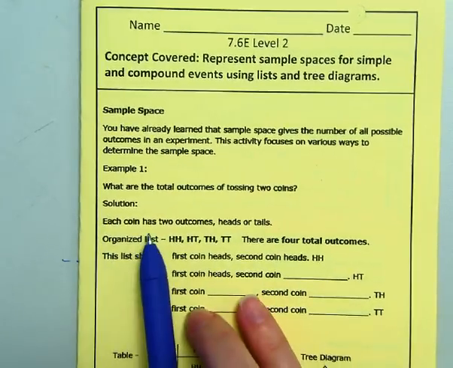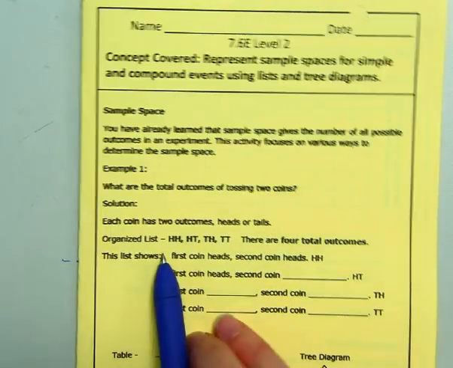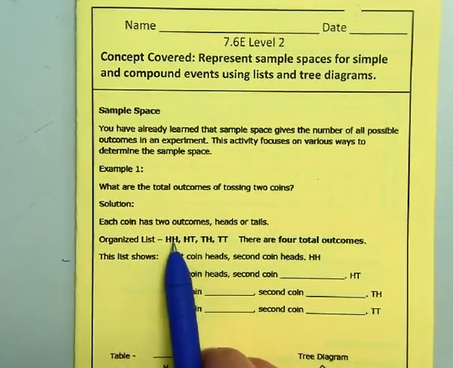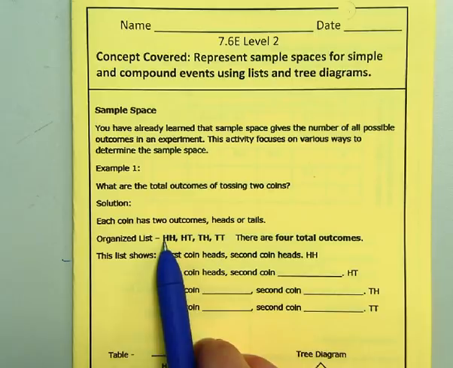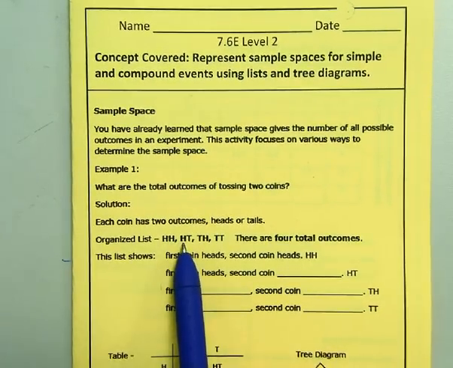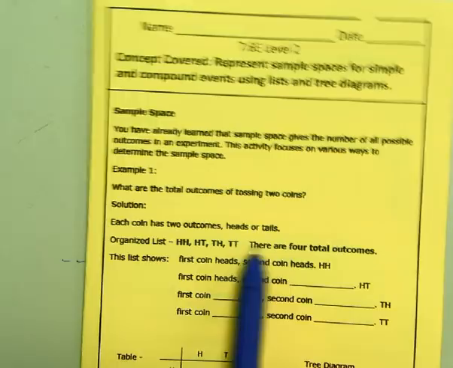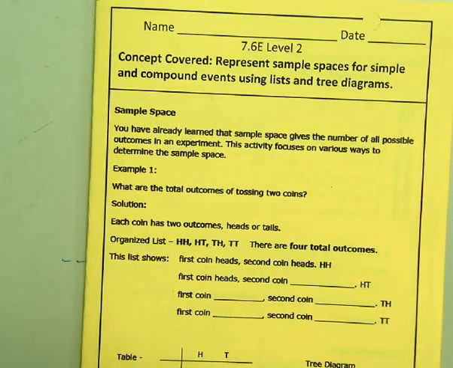So example 1, what are the total outcomes of tossing 2 coins? Solution: each coin has 2 outcomes, heads or tails. So we are going to make an organized list. We could have a heads on the first coin and a heads on the second coin. We could have a heads on one coin and a tails on the other, a tails and a heads, or a tails and tails. So here are 4 total outcomes.